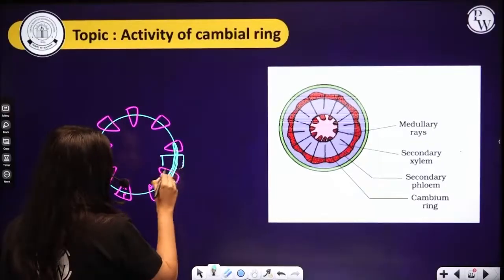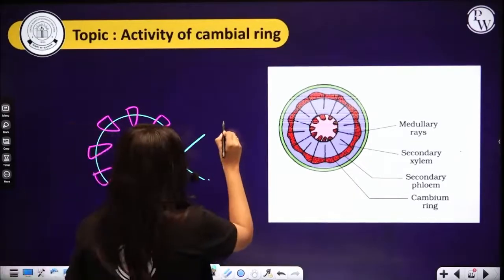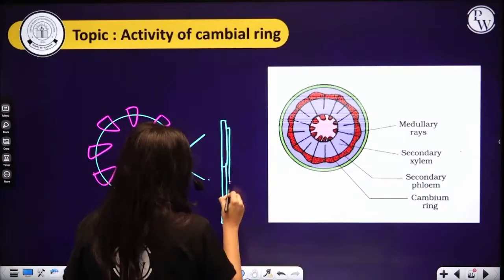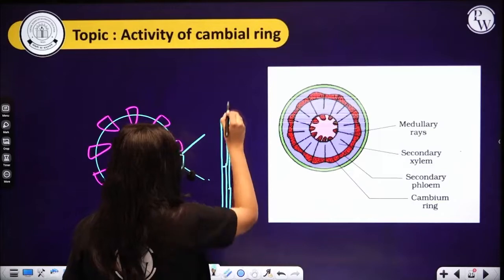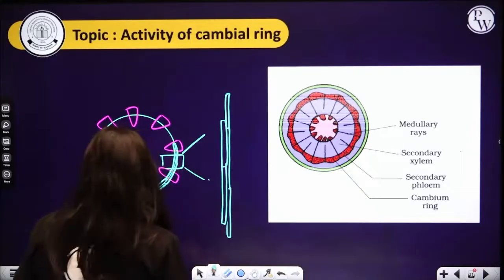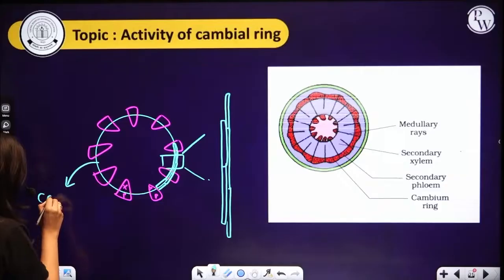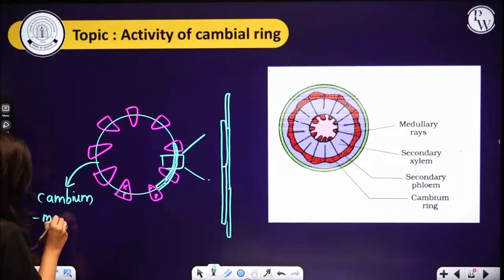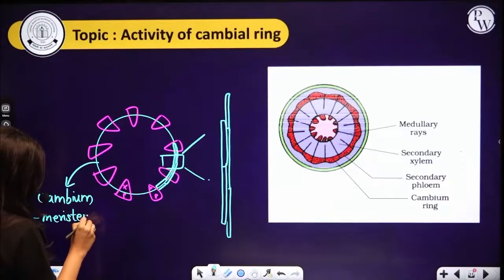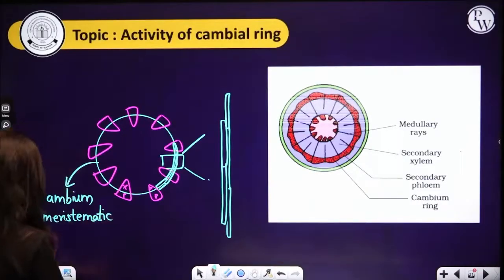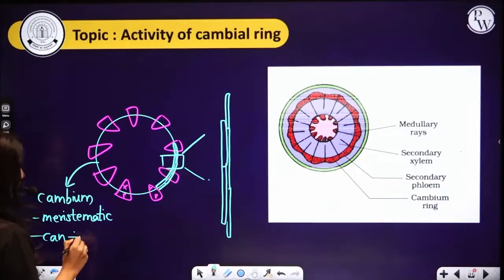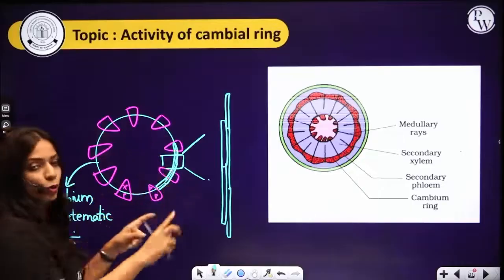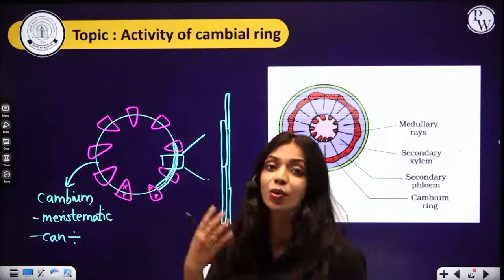Now what I will do is focus on this region alone. So here you have rectangular cells present in the cambium. Remember, the cells in the cambium are meristematic. They can divide. Apart from these cambial cells, the cells in the pith, the xylem, phloem, none of them are capable of undergoing cell division.